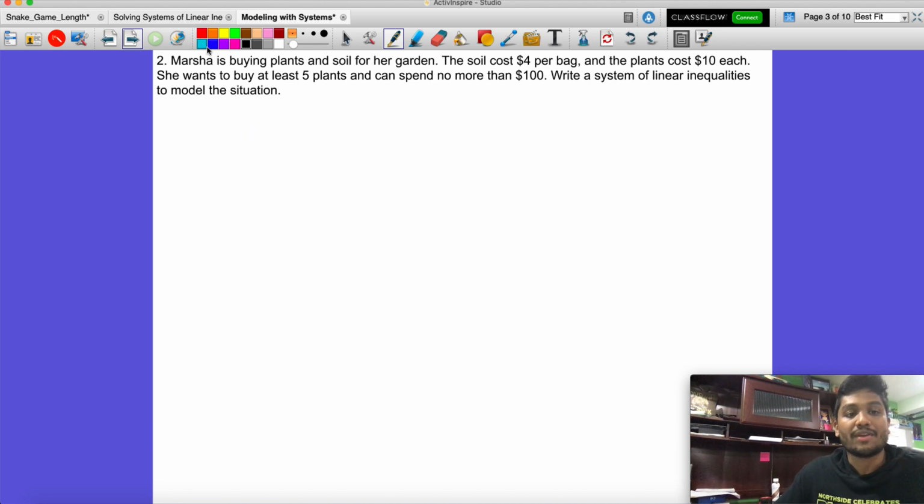Okay, so Marsha is buying plants and soil for her garden. The soil costs $4 per bag, and the plants cost $10 each. She wants to buy at least 5 plants and can spend no more than $100. Write a system of linear inequalities to model the situation.